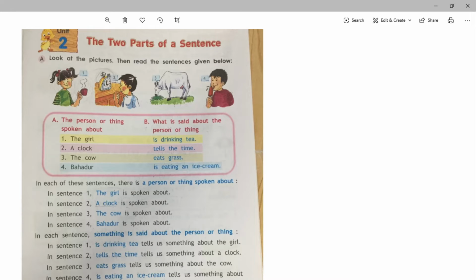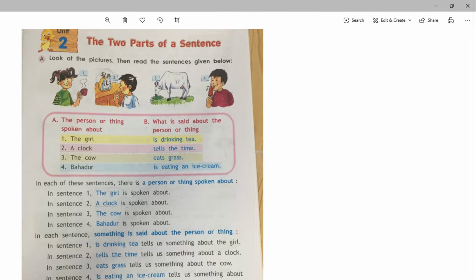Good morning, students. Today we will do our English grammar, chapter 2, the two parts of a sentence. Earlier we have learned what a sentence is and how to write a sentence. A sentence is a group of words which makes complete sense. We know that a sentence starts with a capital letter and ends with a full stop. If it is a question type sentence, then it will end with a question mark. Today we will learn the two parts of the sentence.